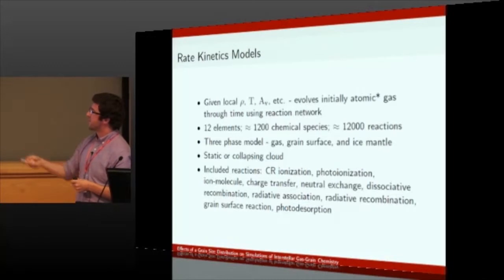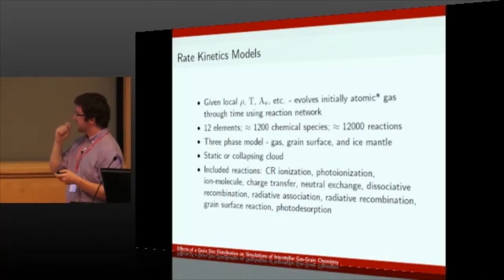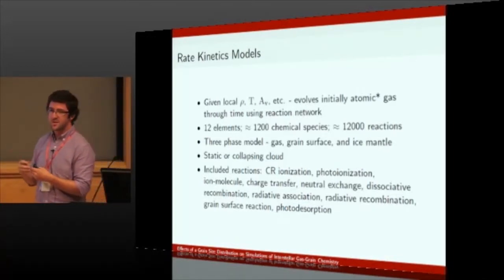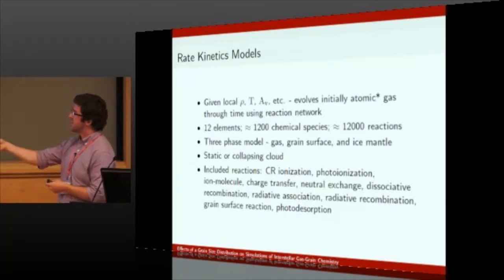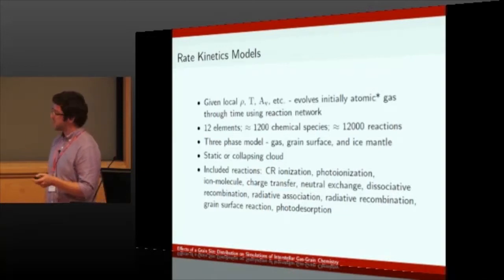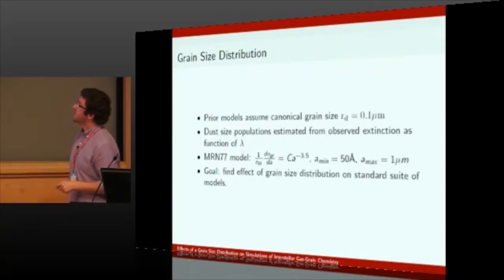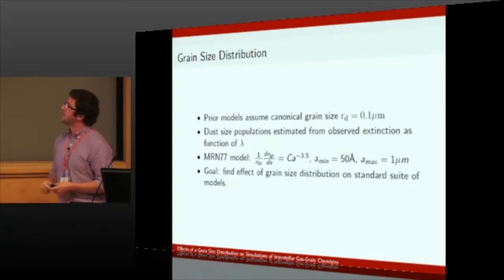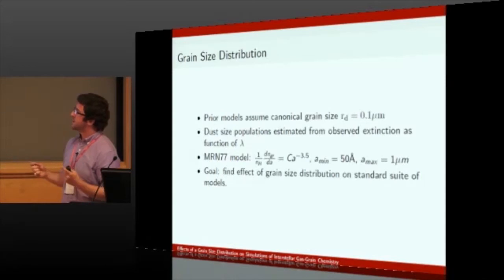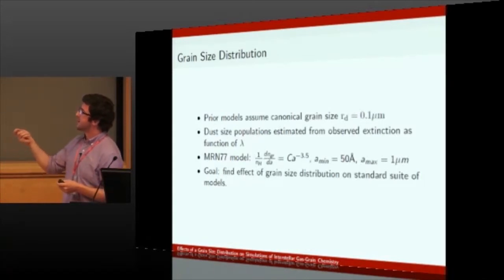And I just have a list of included reactions if people like chemistry. But it's essentially just out of those 12,000 reactions, you're going to have some cosmic ray interesting reactions, some photoionization, ions, neutrals, et cetera, et cetera. So all of that's kind of the background. The thing that I'm adding to the field, or attempting to, maybe modifying some other work, is to add this grain size distribution. So almost all prior models, with the exception of one, have assumed a canonical grain size.